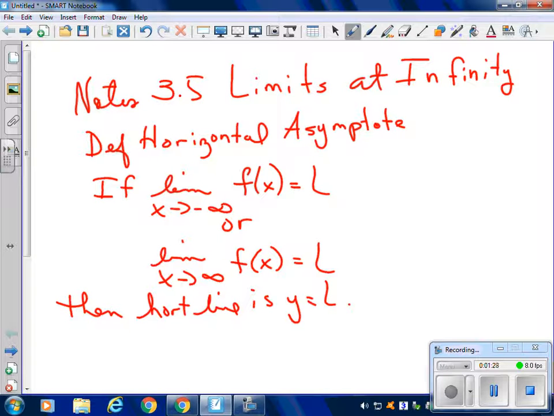All right. So if the limit of f of x as x approaches negative infinity is some number L, and if the limit of f of x as x goes to positive infinity is equal to L, then the horizontal line is y equals L. For example, if the left side of our graph flattens out to 2 and the right side of our graph flattens out to 2, then y equals 2 is our horizontal asymptote.